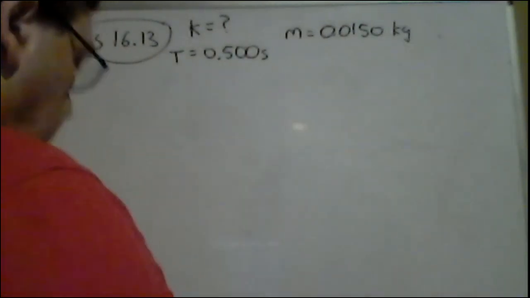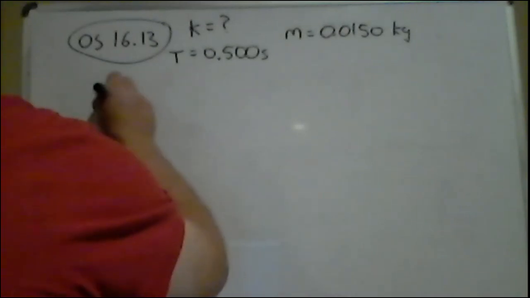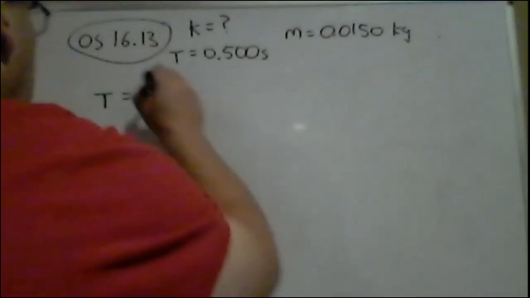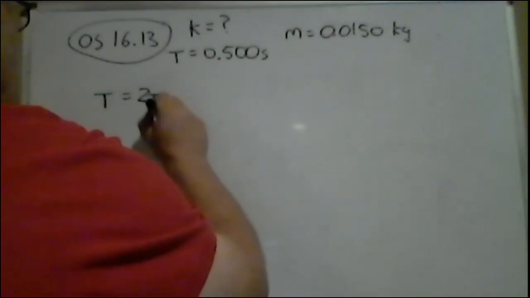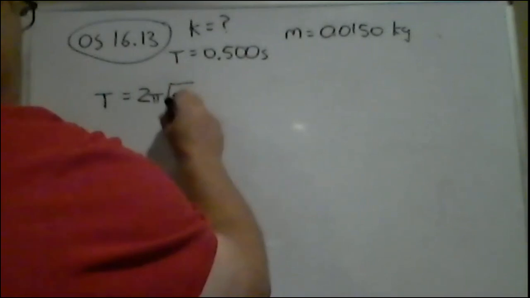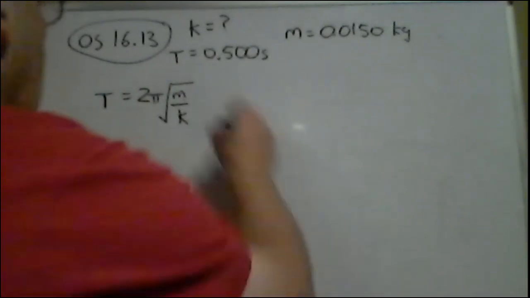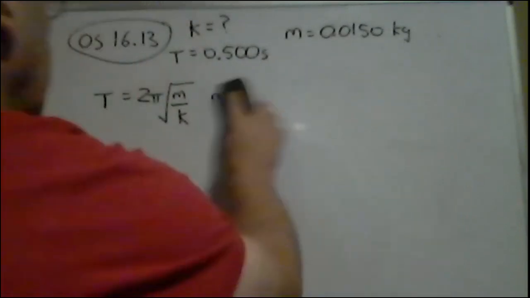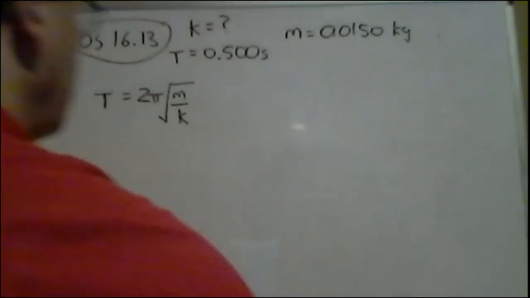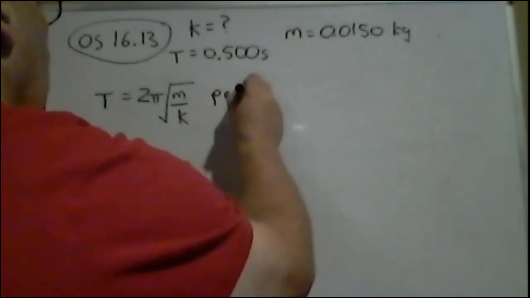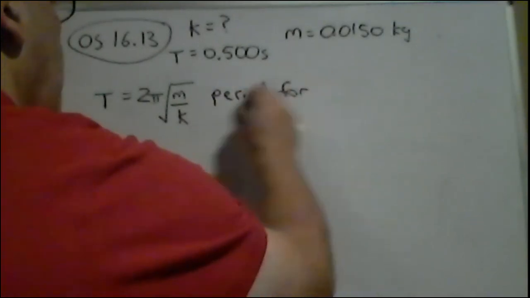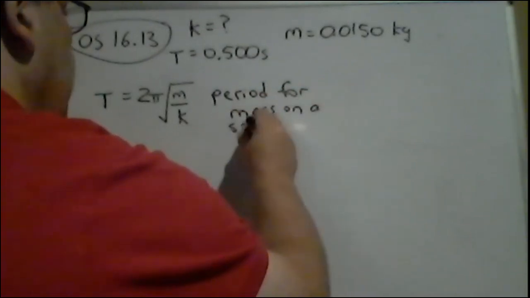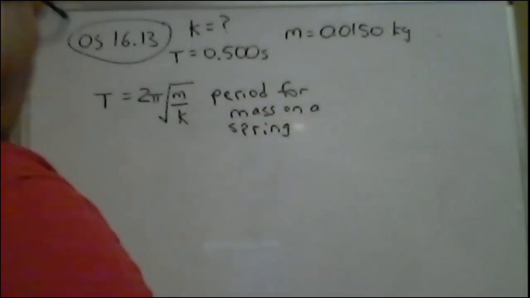And so we know there's a formula for a period. Again, this is for a mass on a spring. The formula for the period is T = 2π√(m/k). This is the period for a mass on a spring. Again, this equation is specific for a mass on a spring, which is exactly what this is. We want to get k.